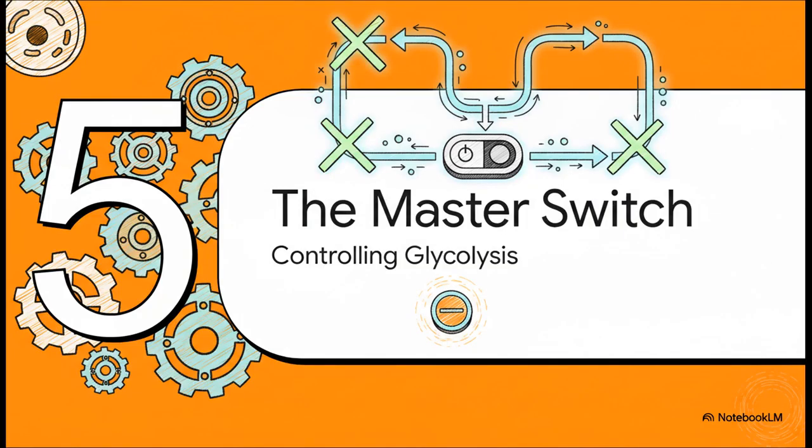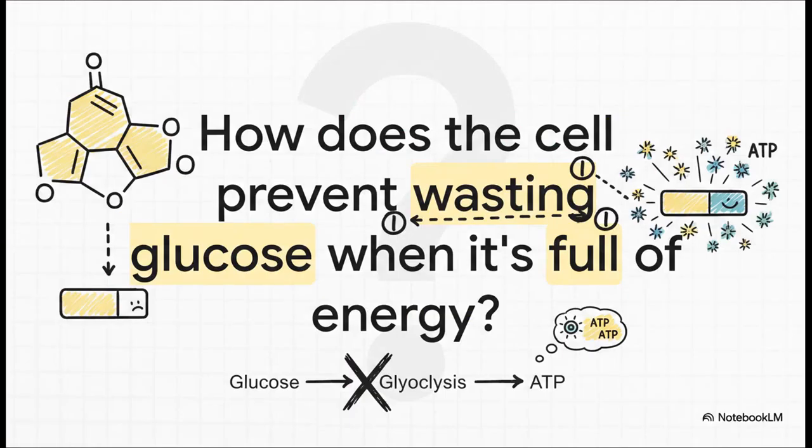Okay, so now for what I think is the most elegant, most beautiful part of this entire story. How does the cell control all of this? I mean, it would be super inefficient to just have this pathway running at full blast 24/7. There's got to be some kind of master switch, right? Just think about it for a second. If your cell is already loaded with ATP, it's got plenty of energy. So why on earth would it waste a perfectly good glucose molecule just to make even more?